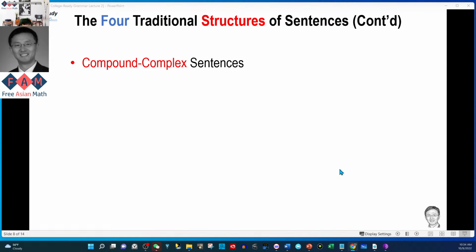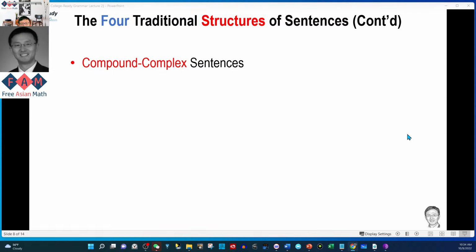So far we have introduced simple sentence, compound sentence, and complex sentence. The last one, we said there are 4 types, right? So the last one is just compound-complex.